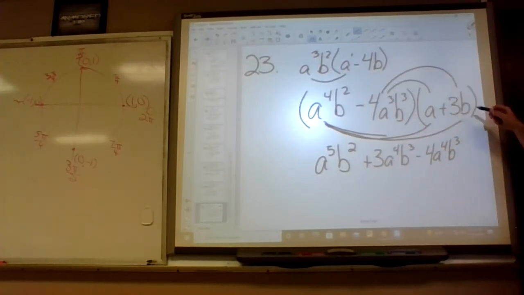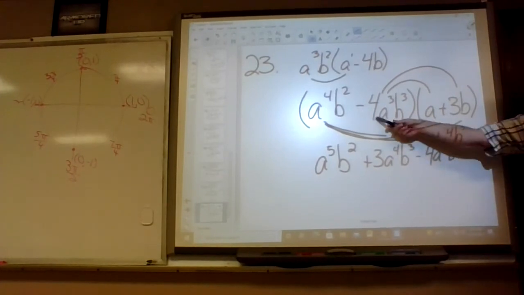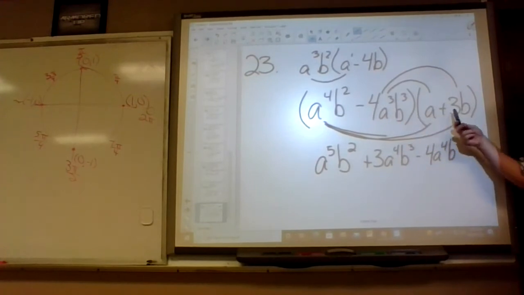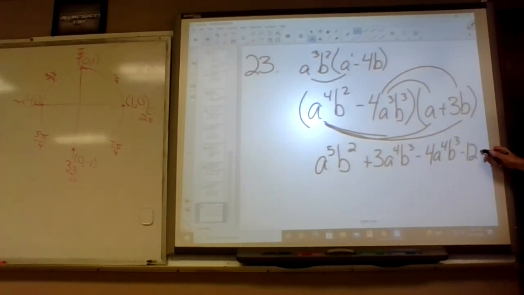Yeah, the last one does. What's the last one gonna be? 3B times negative 4 is negative 12A cubed B to the fourth. Yeah, I'm gonna run out of room.